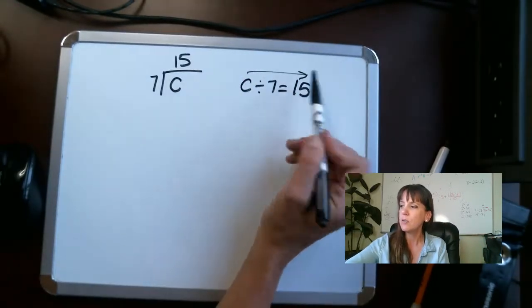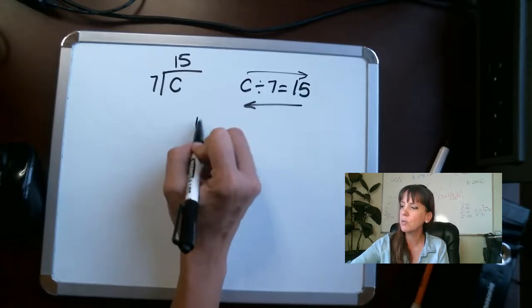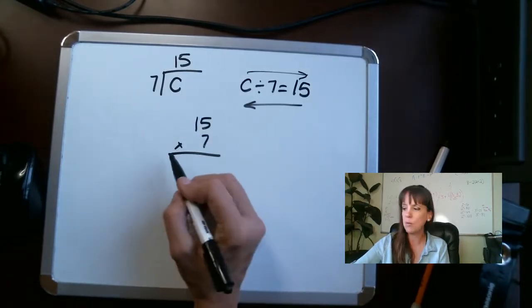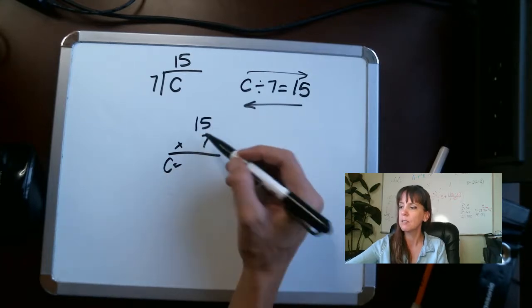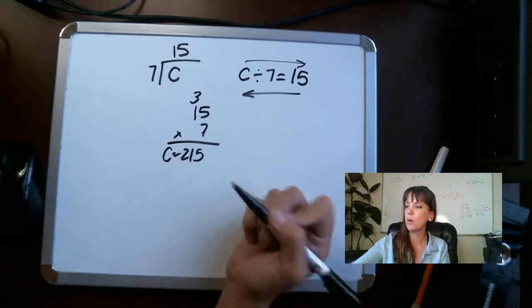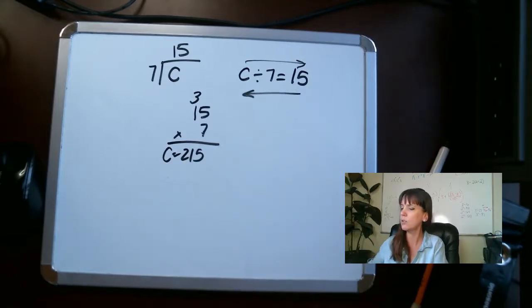Now, if we divide in this direction, we can multiply in that direction. And when we do that, we get 15 times 7 is C. And that's something we can work with. So C equals 5, 3, and that is 21, 215, 215.